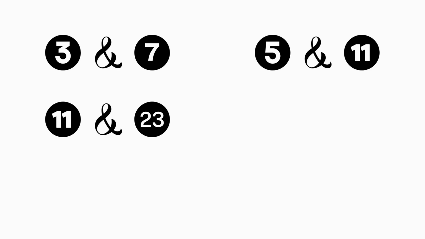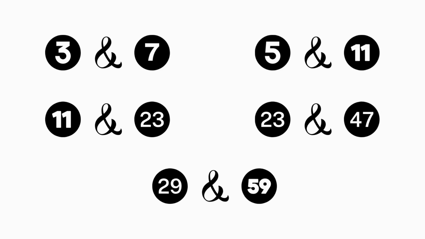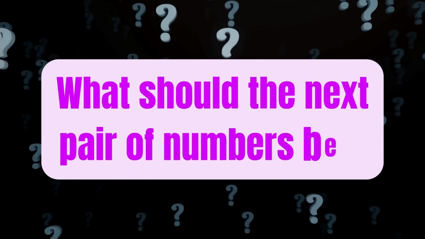3 and 7. 5 and 11. 11 and 23. 23 and 47. 29 and 59. What should the next pair of numbers be?